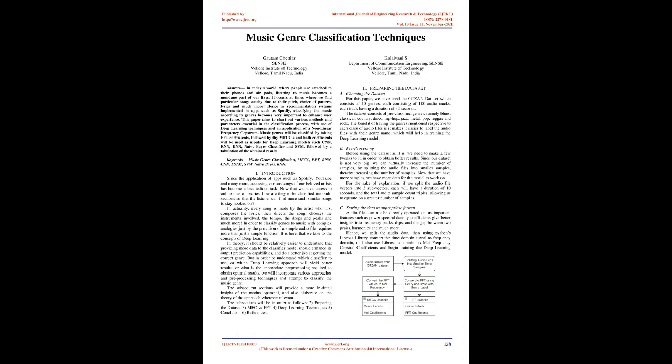In theory, it should be relatively easier to understand that providing more data to the classifier model should enhance its output prediction capabilities, and do a better job at getting the correct genre. But in order to understand which classifier to use, or which deep learning approach will yield better results, or what is the appropriate pre-processing required to obtain optimal results, we will incorporate various approaches and pre-processing techniques and attempt to classify the music genre. The subsequent sections will provide a more in-detail insight of the modus operandi, and also elaborate on the theory of the approach wherever relevant.